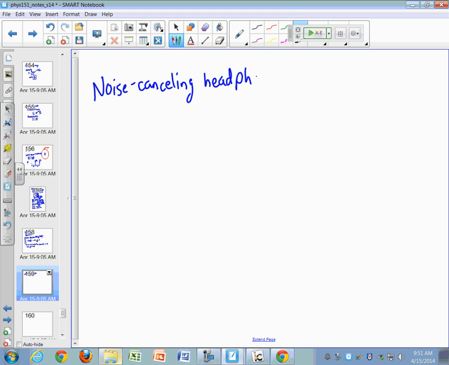These actually produce sound. They have microphones and they have speakers. They'll detect the ambient sound around you, the air conditioner or people talking or whatever, and then they'll produce another sound that will interfere with it. So these noise-canceling headphones rely upon the phenomenon of interference.